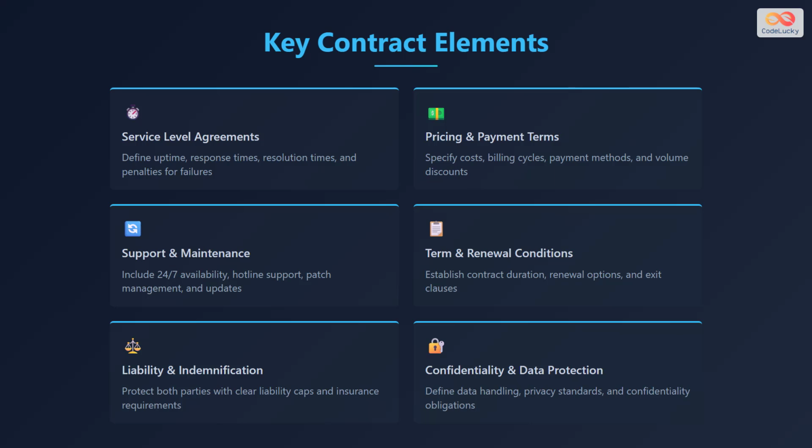When selecting a vendor, evaluate their technical expertise and industry experience. Consider their financial stability and reputation in the market. Review their service level agreements and support capabilities. Assess their security and compliance certifications. Finally, ensure they can scale with your organization's growth.